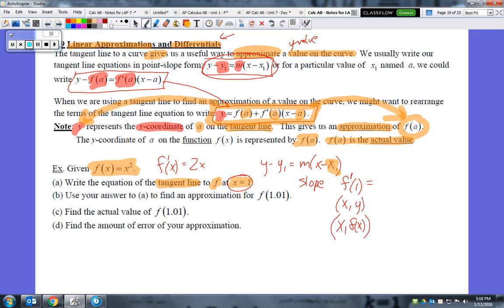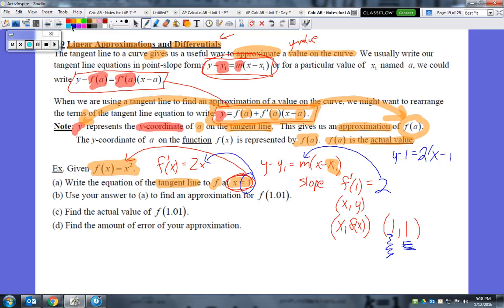My x value is 1. So f of 1 means put this value into my original, so my output is 1. But if I put this value into the derivative function, I get the slope evaluated at 1, which is 2. So it's going to be y minus 1, that's the y1 value, equals the slope times x minus the x1 value, which is this other one. You can leave it like this, because this is the answer, or you can simplify it and put it in y-intercept form. Either of these would work.